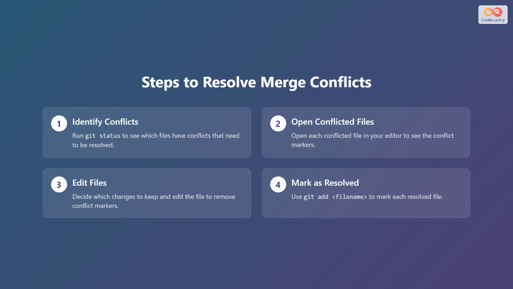Here are the steps to resolve merge conflicts. First, identify the conflicts by running the command git status in your terminal to see which files have conflicts that need to be resolved. Second, open each conflicted file in your code editor to view the conflict markers inserted by Git. Third, carefully examine the conflicting sections and decide which changes to keep. Edit the file to remove the conflict markers, keeping only the desired code. Fourth, once you have resolved all the conflicts in a file, use the command git add filename to mark the file as resolved.